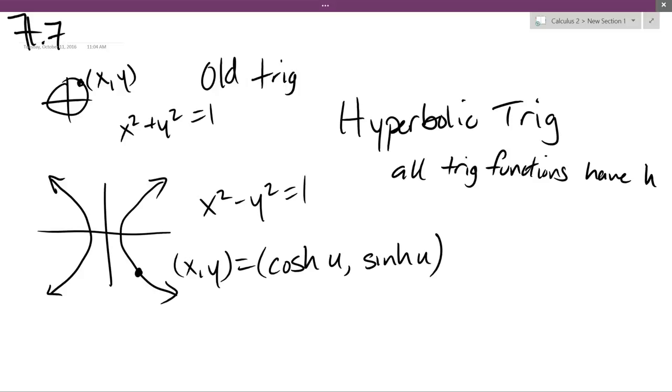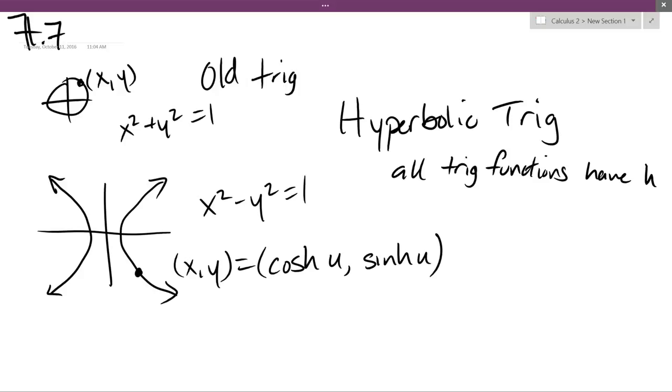So like 1 over 1 plus x squared integral is tangent inverse. So we're going to have ones that look pretty similar. They're going to have squares and fractions. And some of them, I think, have square roots. And we're just going to get different forms. So it's just going to give us some new forms that we can integrate.